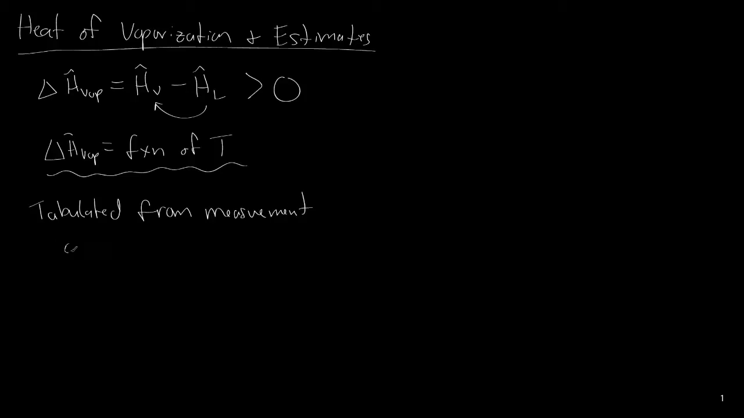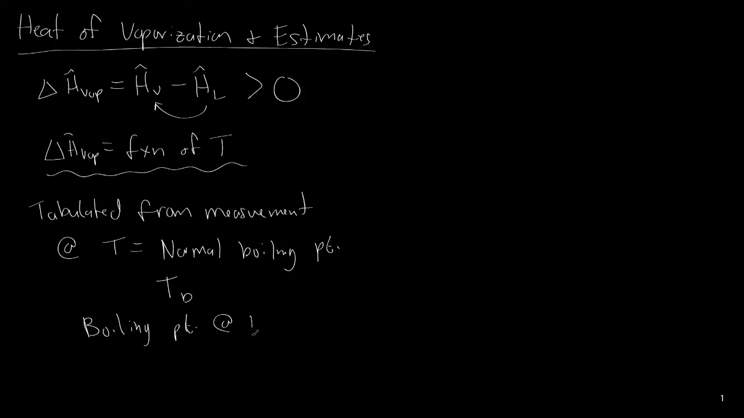And this is generally done at T equal to the normal boiling point. I'll call this T_B, and this is the boiling point at 1 atmosphere pressure. So this is just an easy and convenient way. If you're going to go into the laboratory and measure the heat of vaporization, it makes sense just to do it at normal atmospheric conditions.